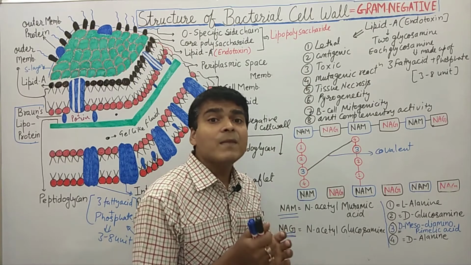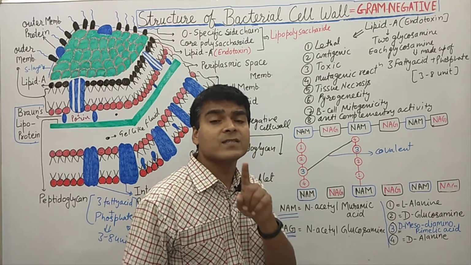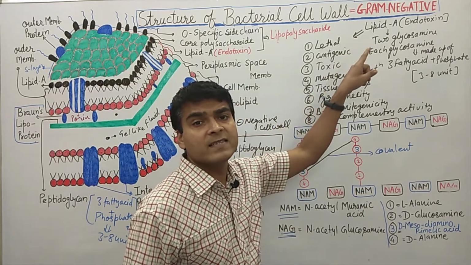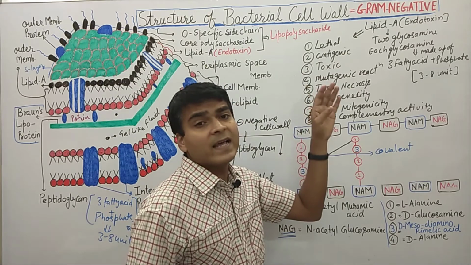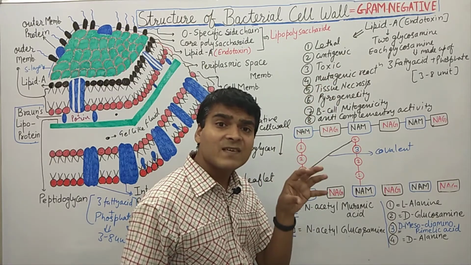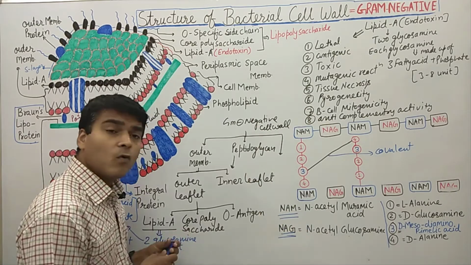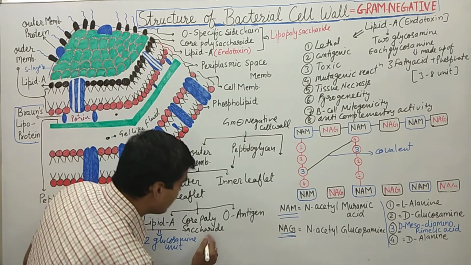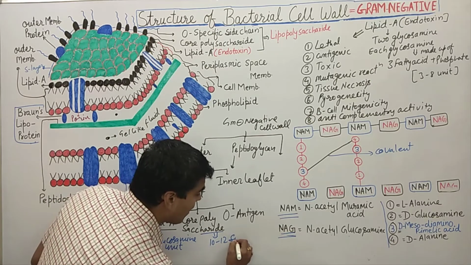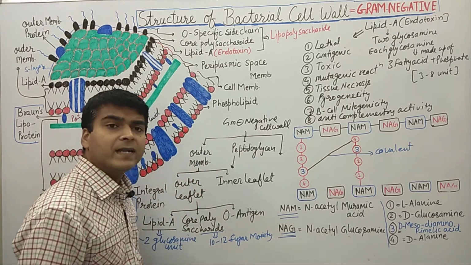That's why gram negative bacteria are more dangerous than gram positive bacteria. Remember, just due to lipid A, or endotoxin, the presence of this lipid A can make gram negative bacteria more complex as well as more toxic to other species. Then the core polysaccharide. The core polysaccharide basically contains 10 to 12 sugar moieties. Clear? So it contains 10 to 12 sugar moieties.